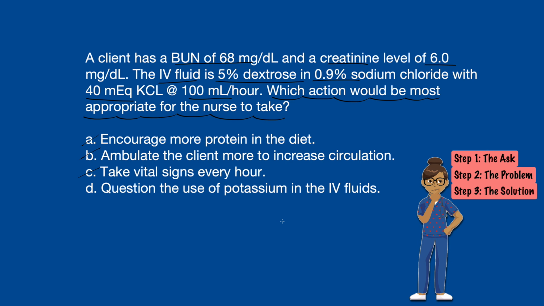Now, D says, question the use of potassium in the IV fluids. So we've got to think outcomes. Question the use, meaning that we think that's not the right thing to do. Well, what's that do for the patient? What's that do for the BUN and creatinine? A lot. Because we recognize BUN and creatinine are really abnormal and tell us there's something wrong with the kidney function. If we give them this particular fluid with potassium in it, they're not going to be able to excrete that potassium out. So it will build up and the client can become hyperkalemic. That can lead to cardiac issues, and cardiac issues can lead to death. So the thing that we want to do is question that fluid because it's not going to be appropriate for this particular patient. So our correct answer here is D.